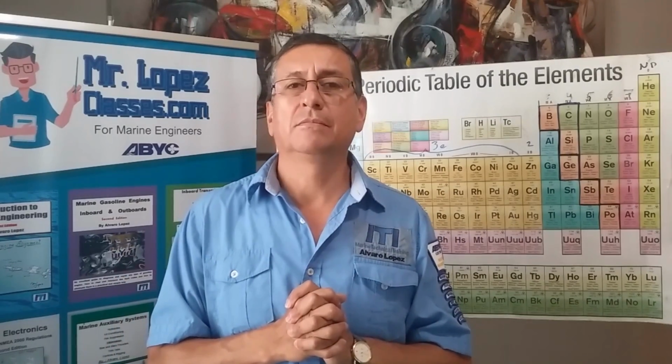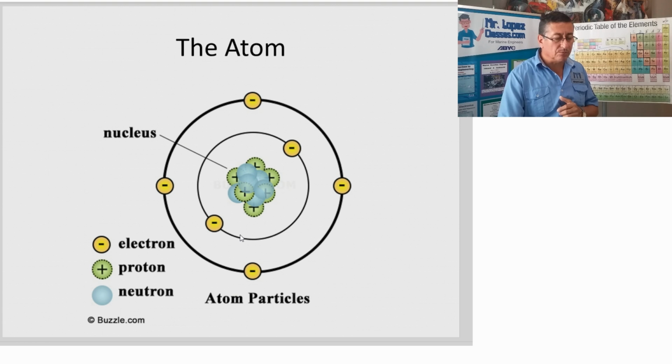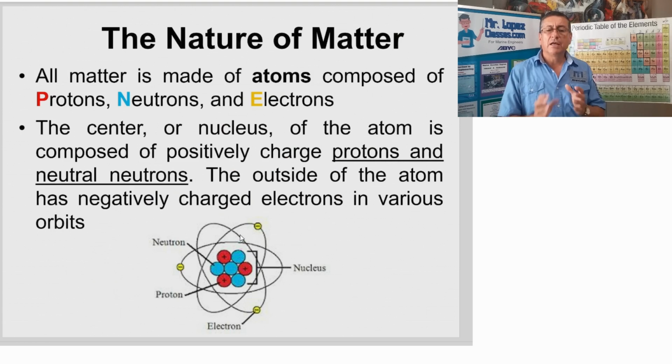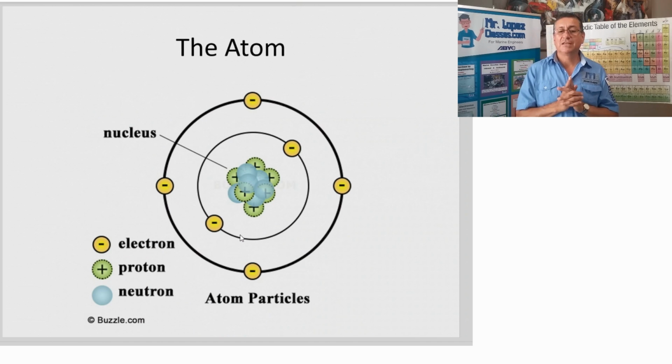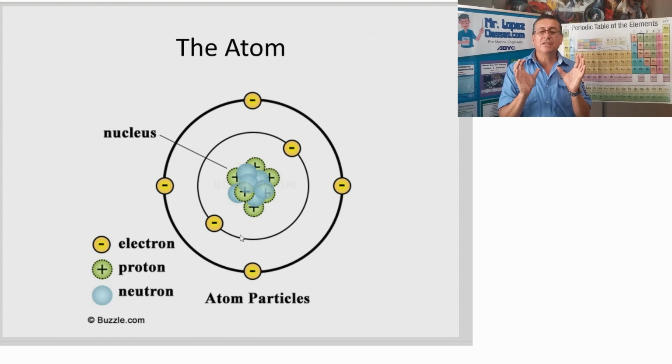All the elements are composed of atoms. Matter is the fundamental, and matter is composed of atoms. If you check the definition of matter, all matter is made of atoms composed of protons, neutrons, and electrons. The center, or nucleus, of the atom is composed of protons and neutrons. And in the orbits, you have the electrons. It's exactly the picture that you have at this moment.